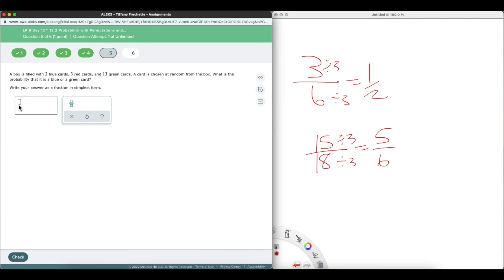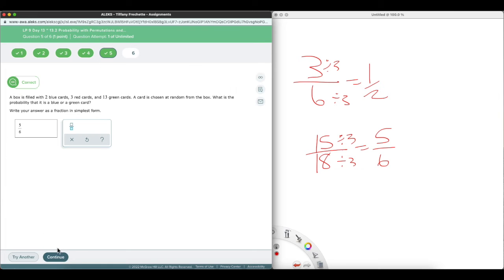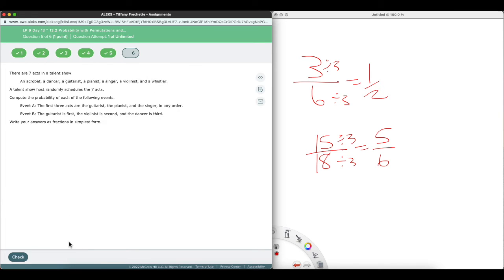All right. Let's do one more of these guys. So probabilities of permutations and combinations.